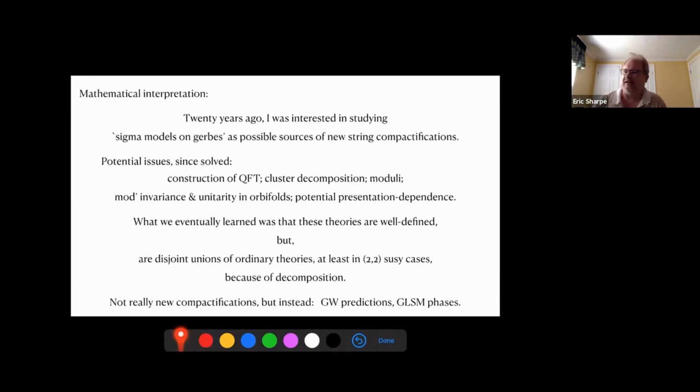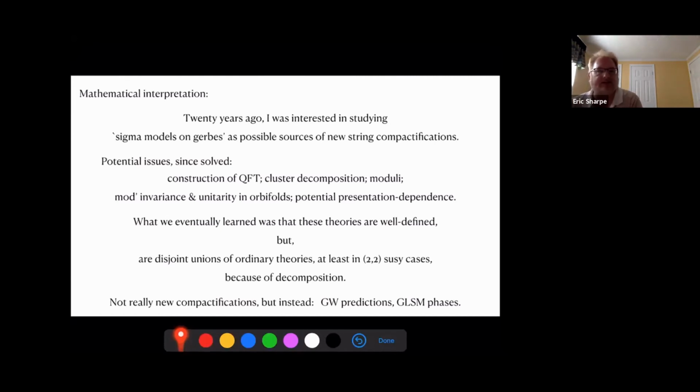The moduli of the gerbe, the moduli of the stack, are not the same as the moduli of what one would expect is the corresponding physical theory. So there's a headache about why the moduli don't match. There are potential questions about modular invariance and unitarity and orbifold examples. There are issues with potential presentation dependence.